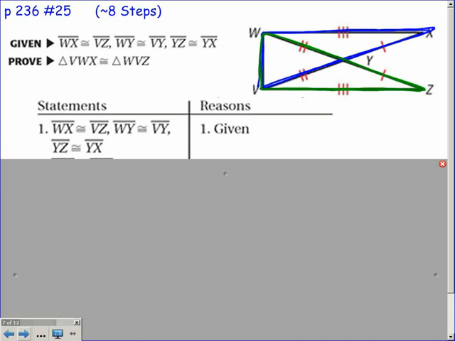For your homework, also number 27 is pretty much identical. So maybe don't write everything down, but kind of write the general steps down so you kind of know what's going on. WX is congruent to BZ. Those are actually parts of the triangle. So this step right here, this actually gives us one side.